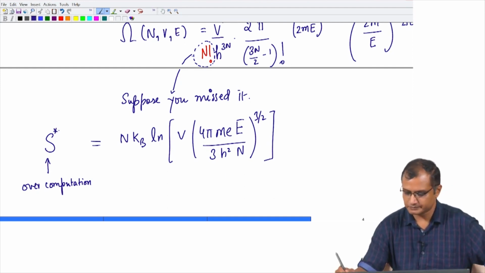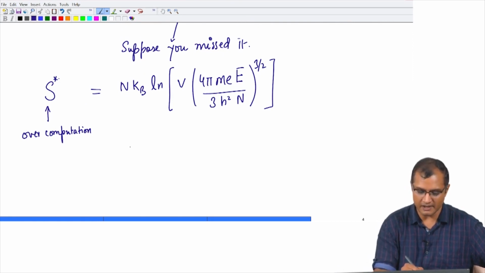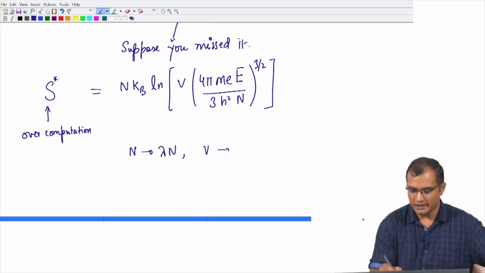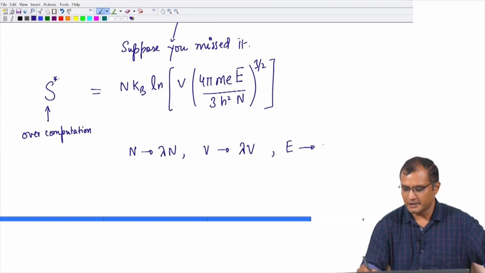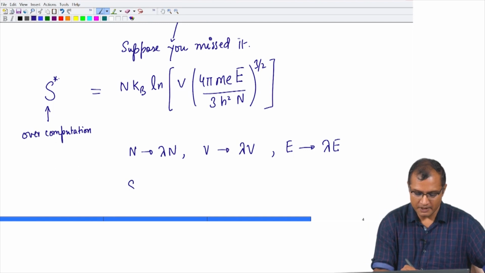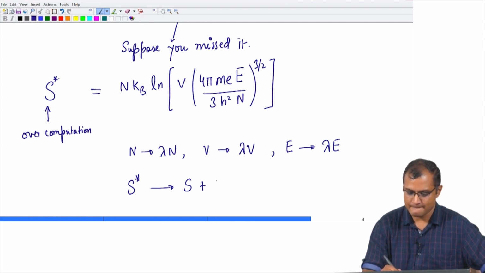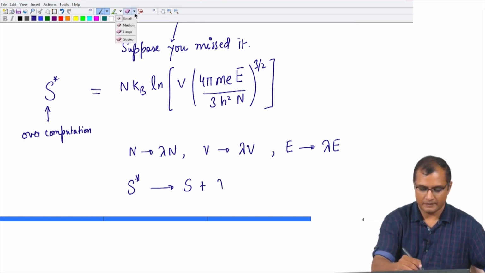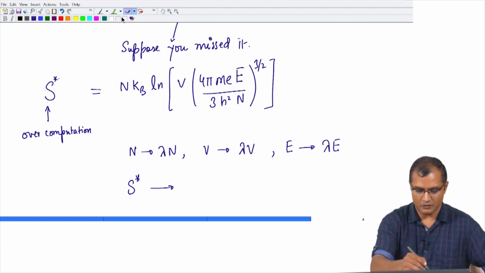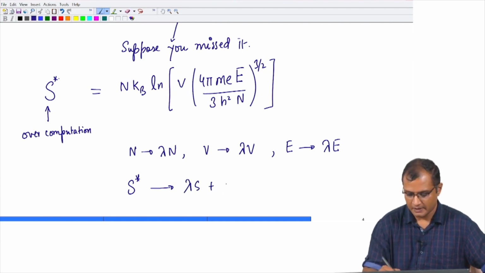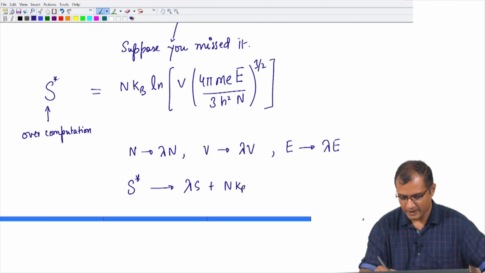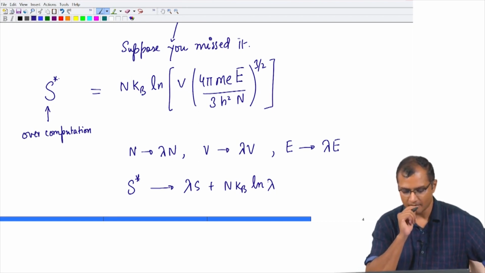Now, you can see that your entropy is not extensive, in the sense that if I scale N by lambda N and volume by lambda V and E by lambda E, my overall entropy S star is scaled by S original plus, so this would become my lambda S plus N k_B ln lambda, okay, because E by N does not matter.